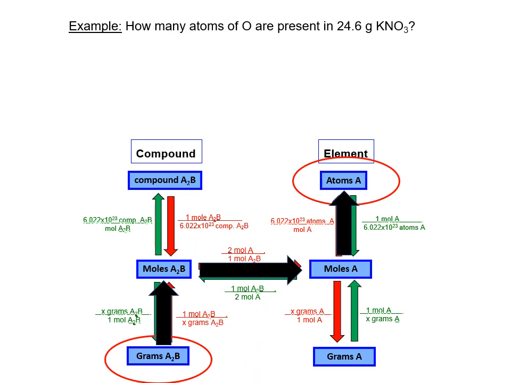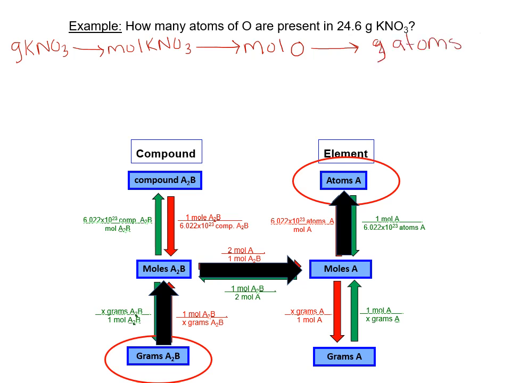So let's go ahead and write the roadmap. We're going to go from grams of KNO3, convert to moles of KNO3 using the molar mass, right? Then we'll go from moles of KNO3, we'll cross over the bridge to moles of oxygen, and then we're going to go from moles of oxygen to atoms of oxygen in the last step.